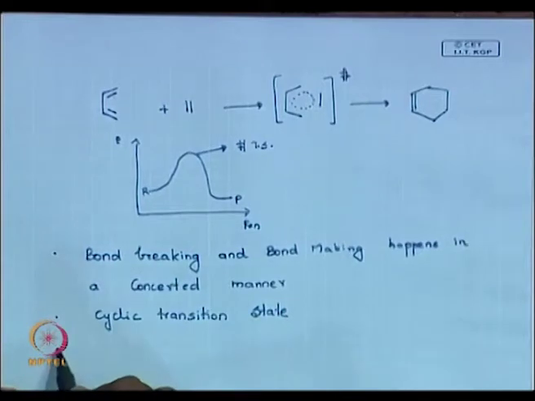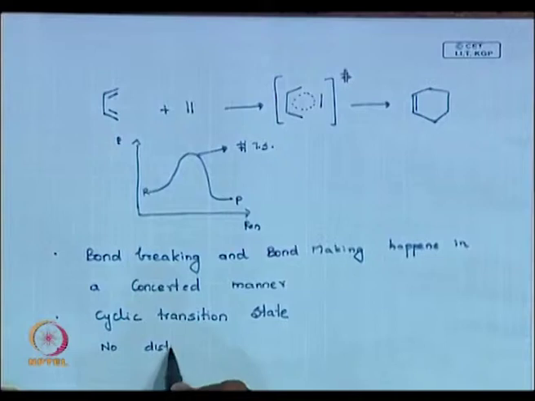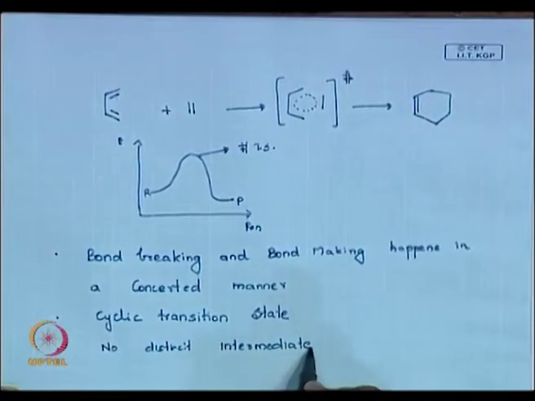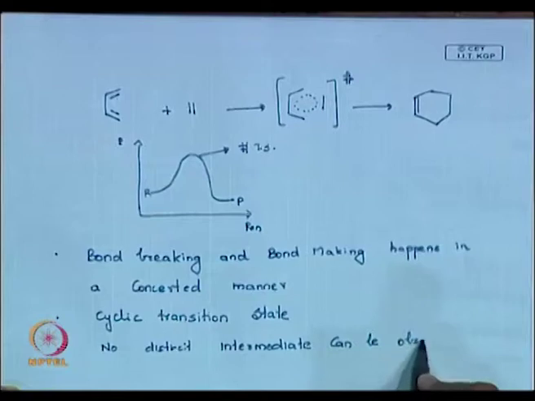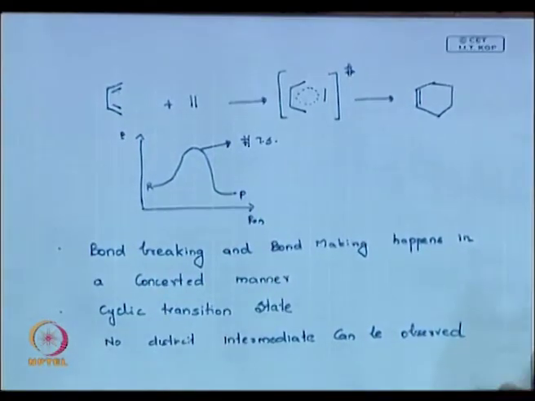And the third is that you will not observe any distinct intermediate; no intermediate can be observed. These are the three important things which you know about pericyclic reaction. So, that is how you can define pericyclic reaction.